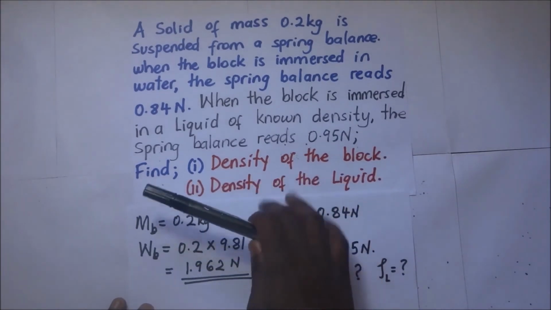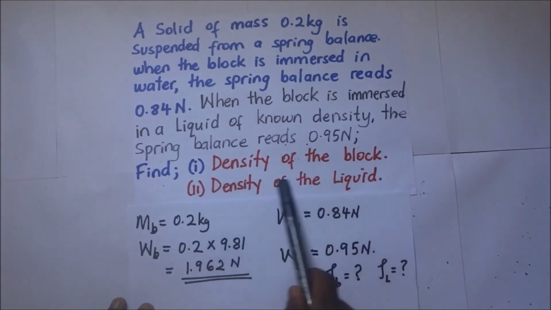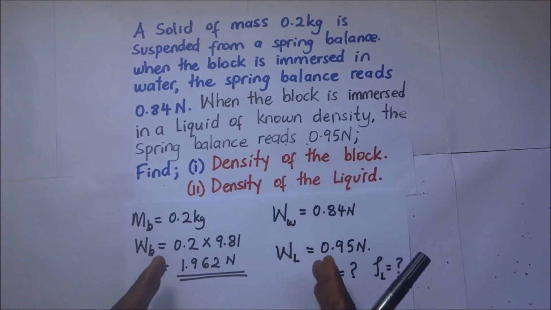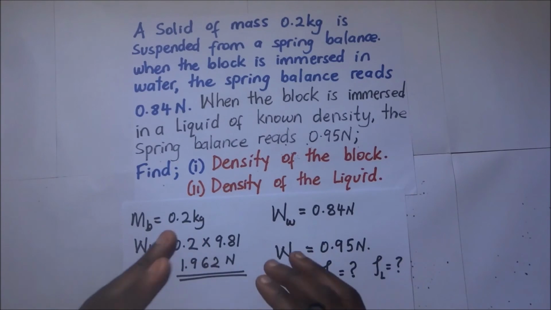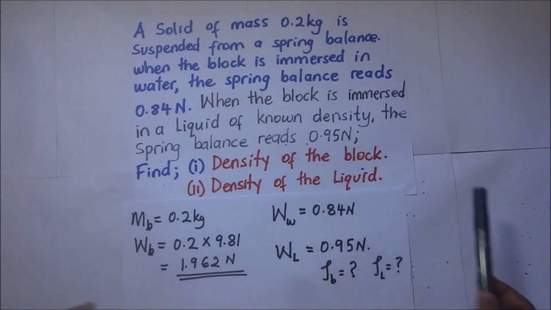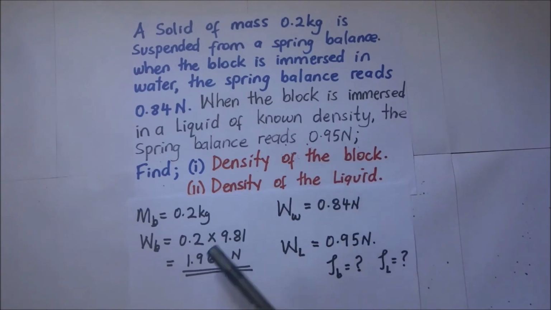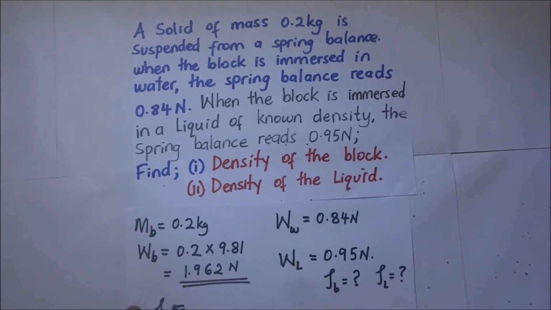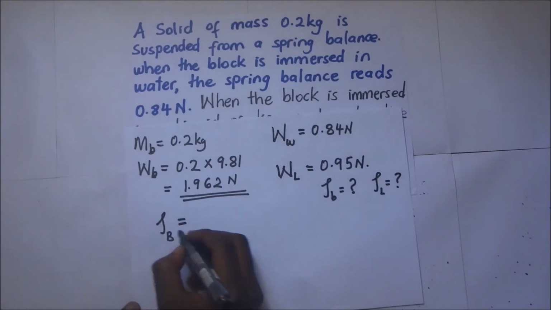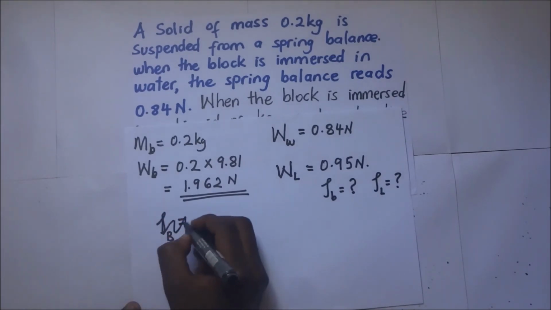And it's the same approach we are going to use for the density of the liquid. We are going to first find the relative density of the liquid. After getting the relative density of the liquid, we multiply that by the density of water, and we're able to find the density of the liquid. So let's get started with the working. First of all, to find the density of the block, we are first going to find the relative density of the block.